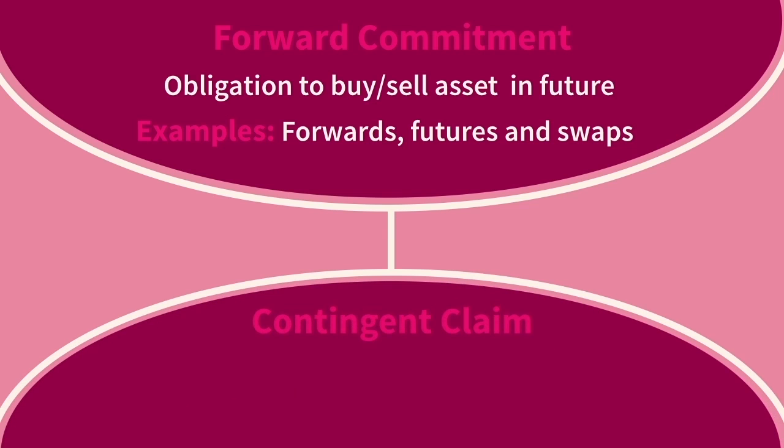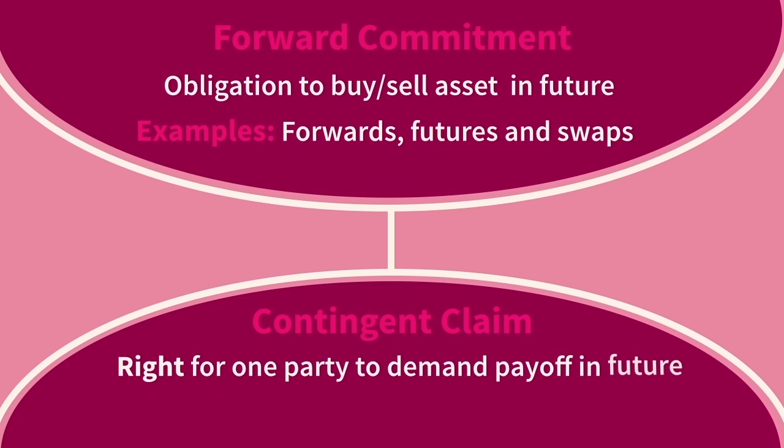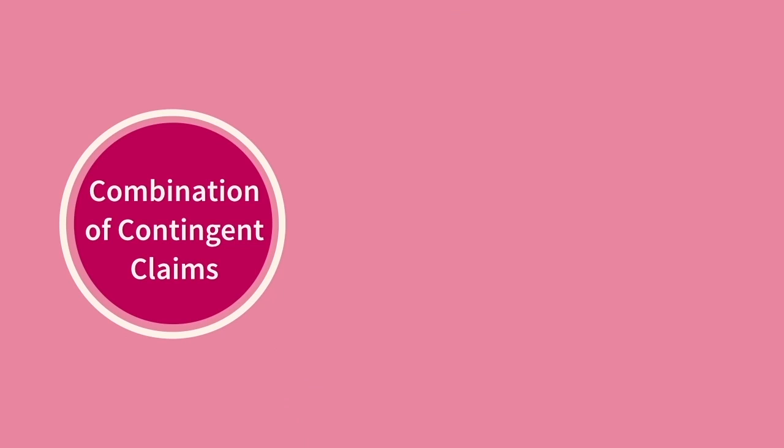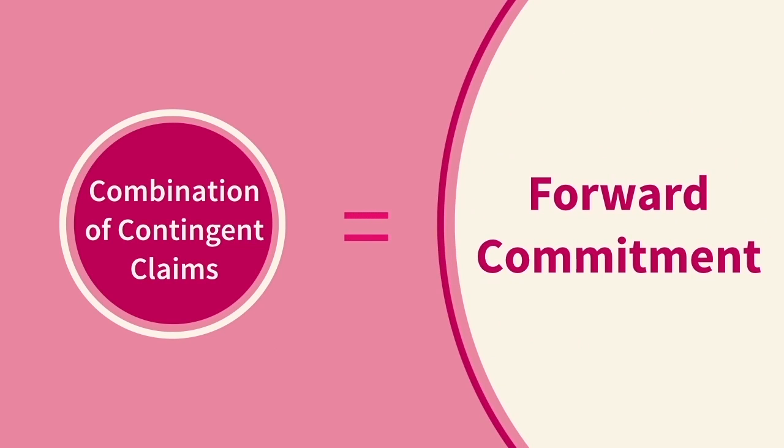A contingent claim, on the other hand, is a payoff that may arise dependent on some particular event happening in the future. It is the right of one party to demand a payment if the future situation is favorable to them. Options and credit derivatives are examples of contingent claims, seeing as they give the holder the choice to exercise the claim. What's interesting is that a combination of contingent claims in a portfolio can result in a forward commitment, such as when two options can be combined to replicate the payoff of a forward contract.